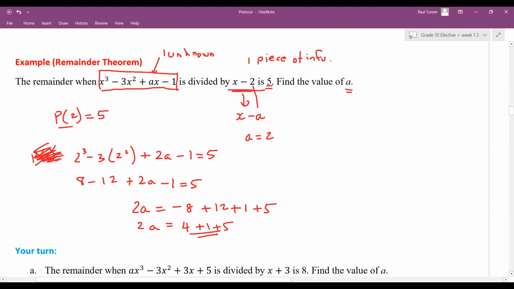That's going to be 10, isn't it? So you're going to get 2a equals 10. So a will be 5, which is what I got on my answer key. So that's good.